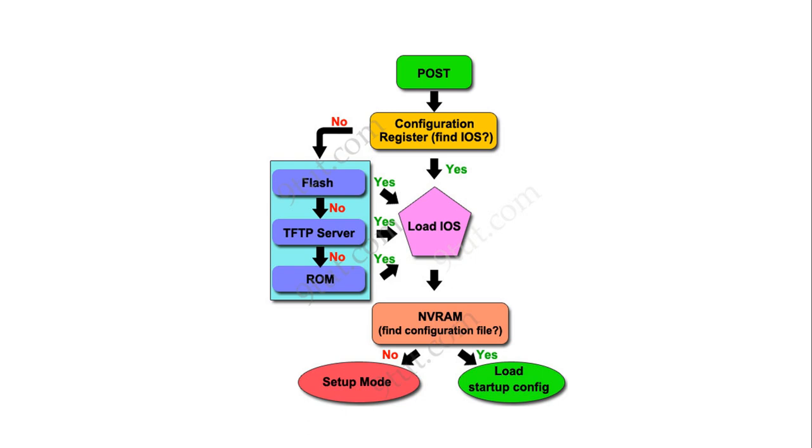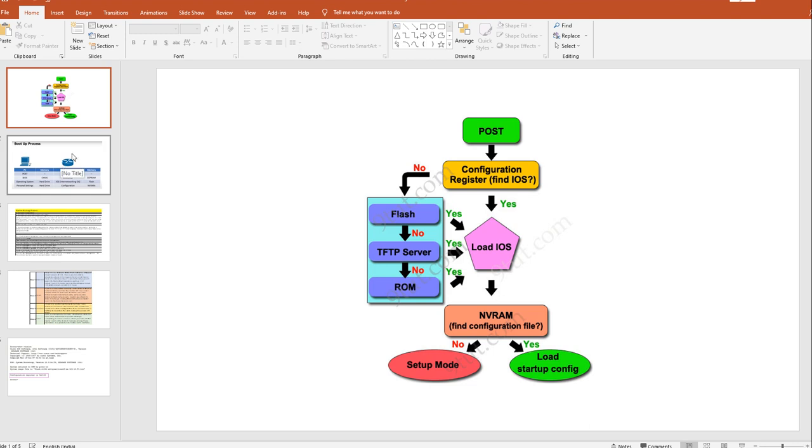So whenever we boot the router, first of all the POST process happens, right? So after POST, in the POST process, the router will check the hardware configuration of the router. After that, it looks for the configuration register. Let me show you the step by step process.